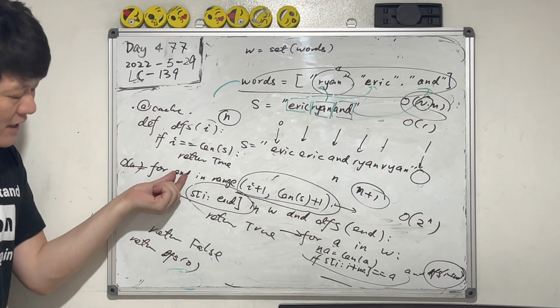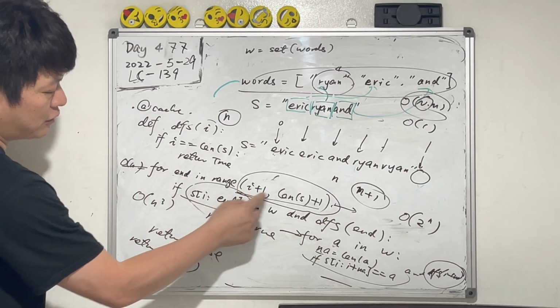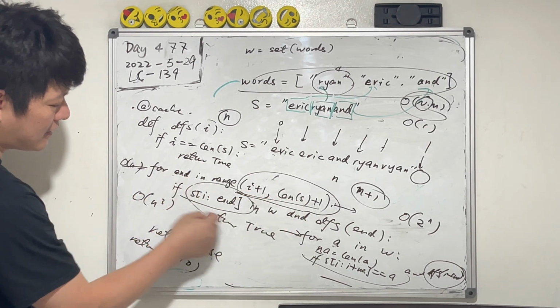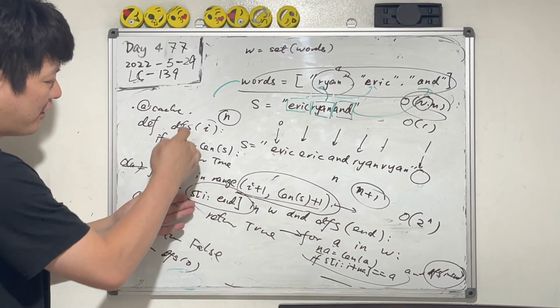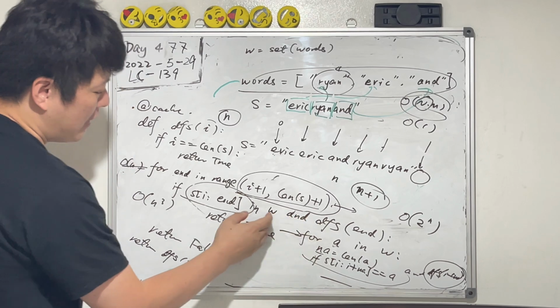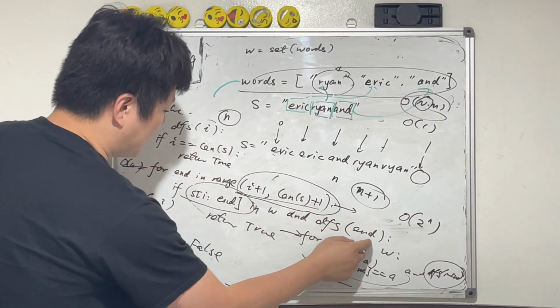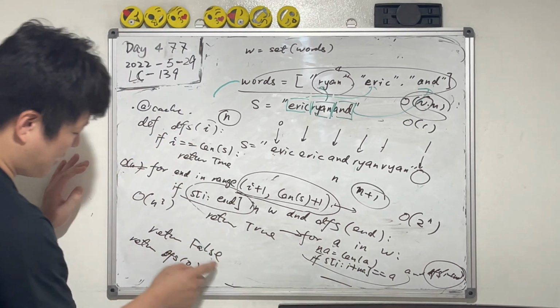Otherwise, the next index, the next split point, will be from i plus 1 to n. And then this is the substring. If the substring from i to the split point is in the words, and also the depth first search of the rest is true, then we can jump to the next one, which is the end, right? Then we return true, otherwise return false.